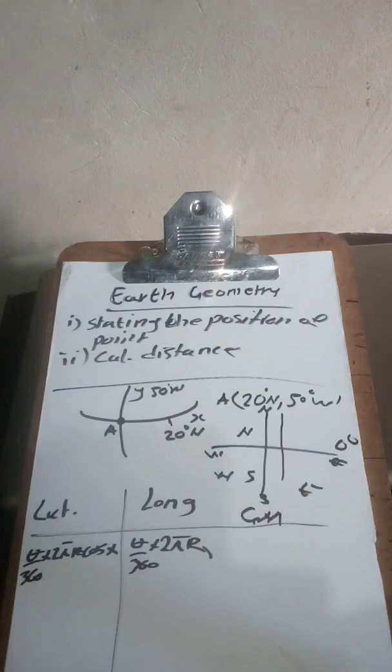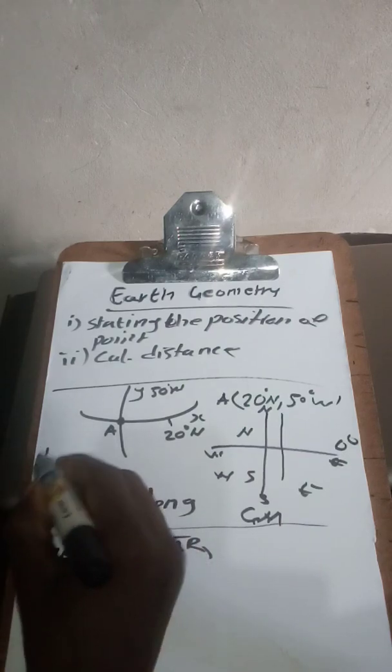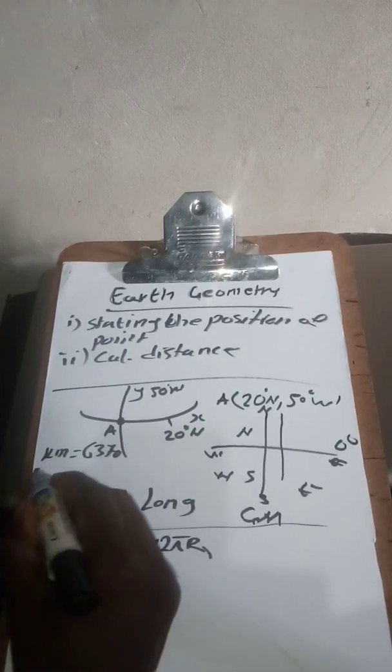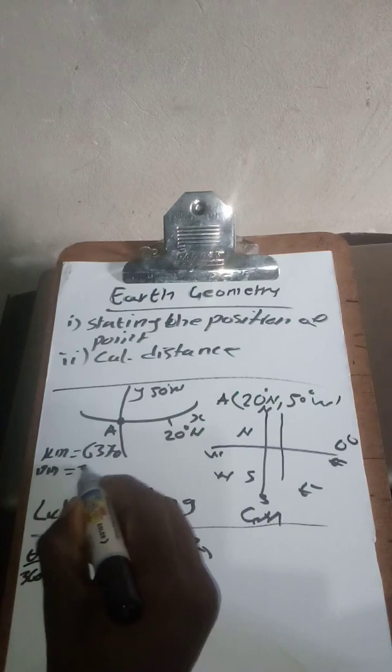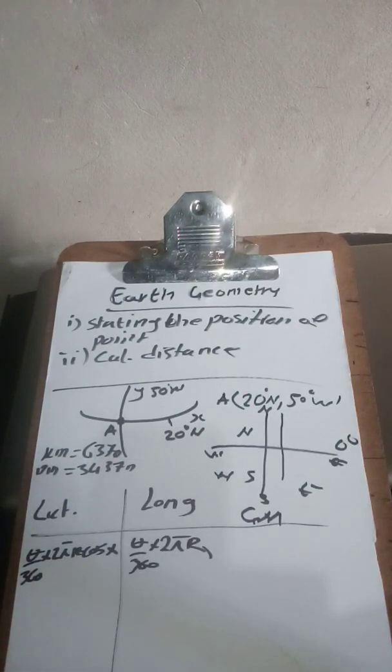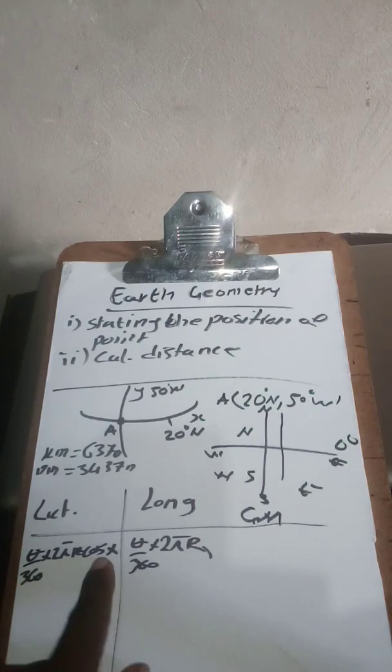So I find that whenever you're given a question, it's indicated in the brackets. The radius in kilometers is 6,370, and in nautical miles, it is 3,437. All right. So now, why is it that in this formula we are introducing a cos?